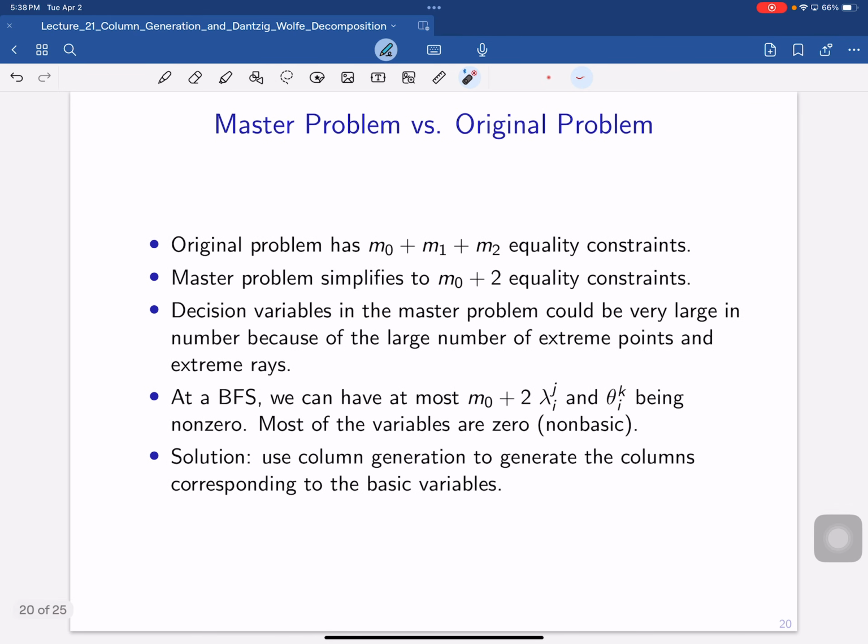Okay, so that's basically a summary of what I said. The original problem has this many constraints, but we are reducing it to m0 plus 2 constraints. But the decision variables in the master problem can be very many, because you have an exponential number of extreme points and extreme rays, right? It's similar to Benders decomposition in some sense. If you add all the possible Benders cuts, you are enumerating all the extreme points and extreme rays.